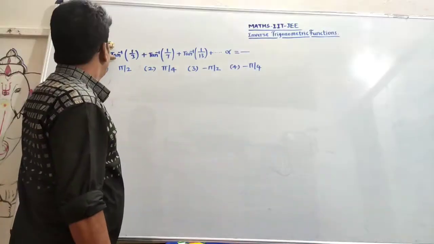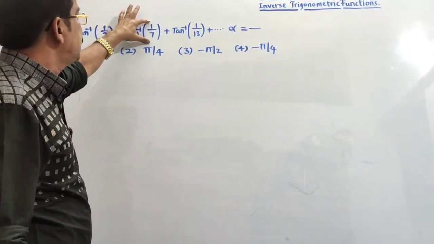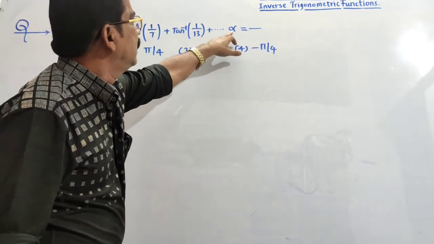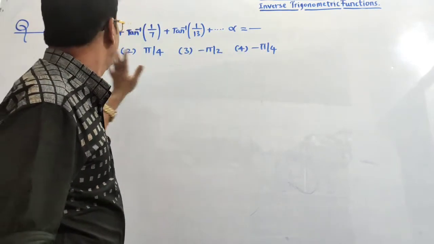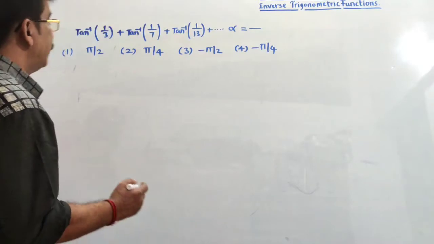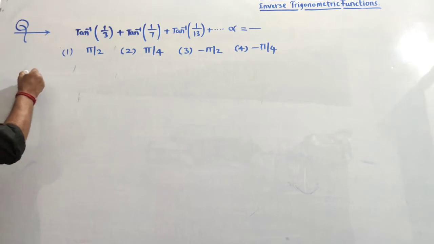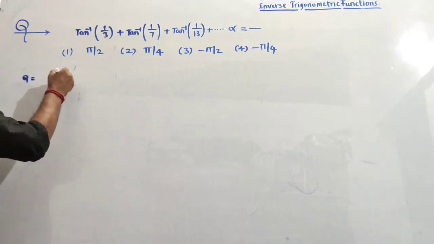Question: tan inverse of 1 by 3 plus tan inverse of 1 by 7 plus tan inverse of 1 by 13 plus so on up to infinite terms is dash. Four options are given.